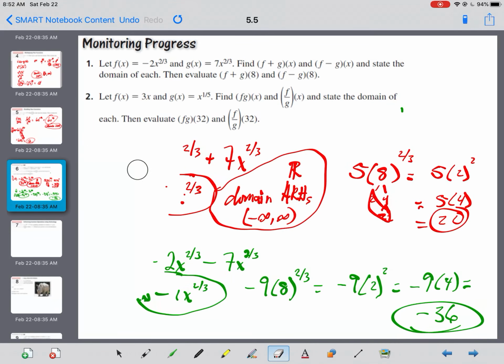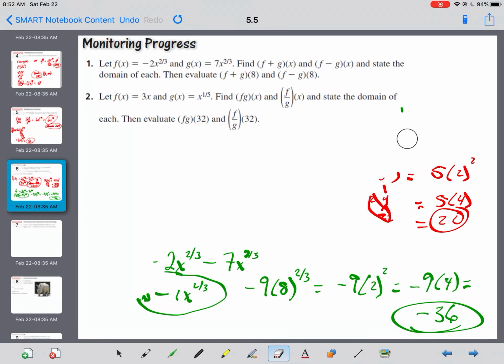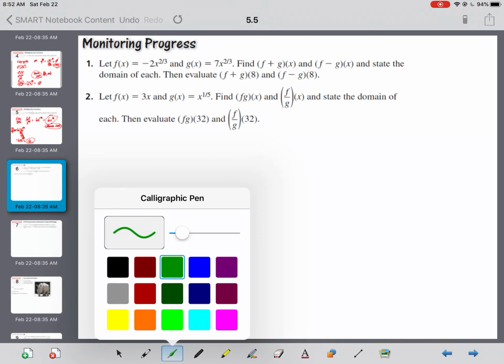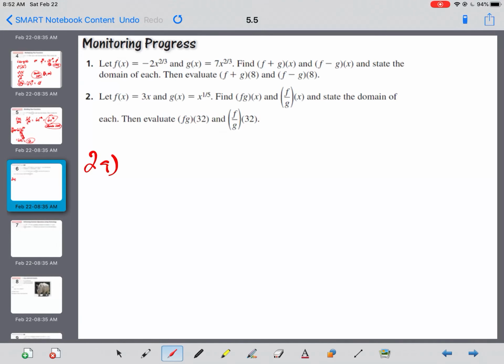Okay. Now let's look at number 2. Number 2 takes two new equations called f and g, and we have to multiply them, and then we have to divide them. So let's multiply them and then divide them. So let's look at 2a. We're going to do multiply. So 3x times x to the 1/5. Okay, so I'm supposed to add the exponents here because it's the same base, and that's a 1. But if I'm going to make it into fifths, it's going to be 5/5. 5/5 and 1/5, so that's 3x to the 6/5, just like that.